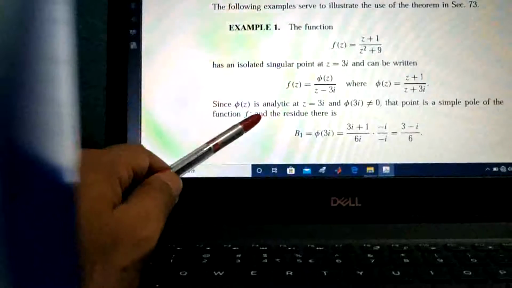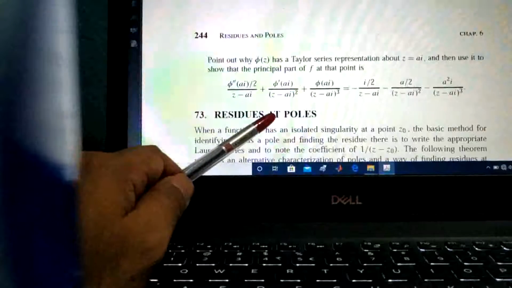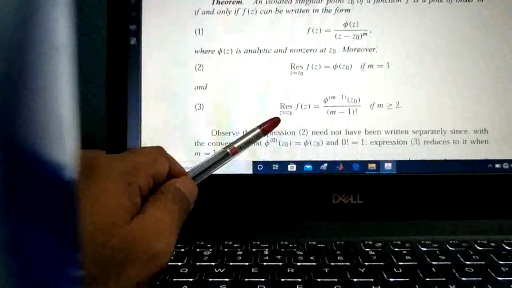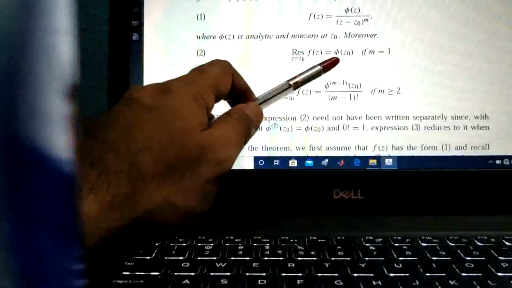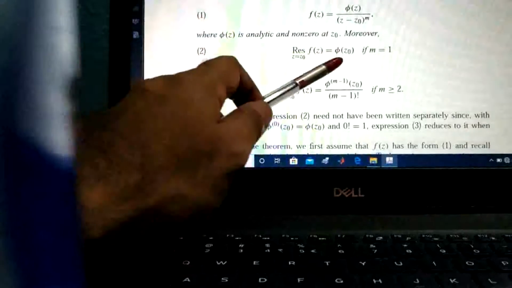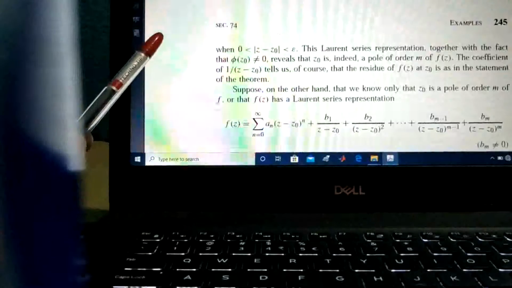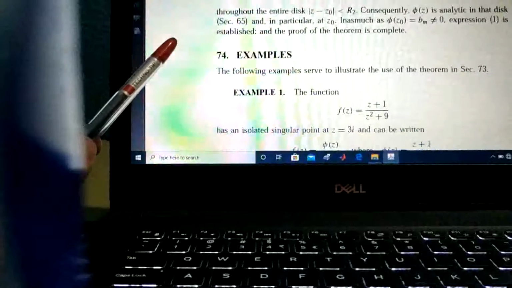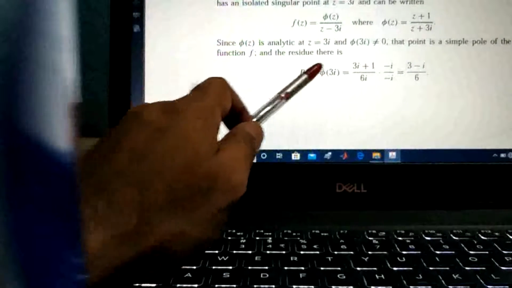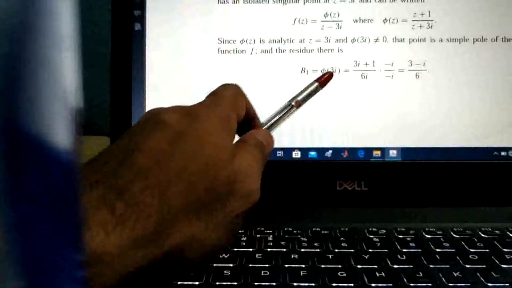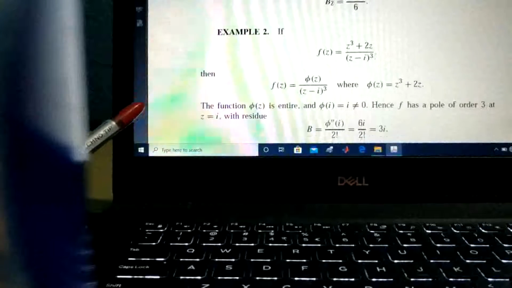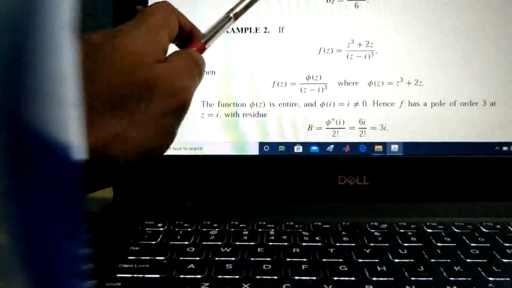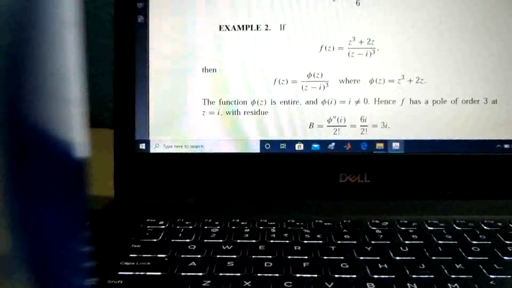And as per the formula, let us revisit the formula. If m equals to 1, the pole has order 1 or is a simple pole, in this case the residue of the function will be simply given by phi of z naught. So the residue of the function is simply given by phi of 3i, which is this complex number. Similarly, we can evaluate for z equals to minus 3i.